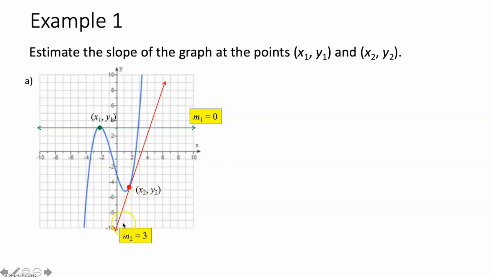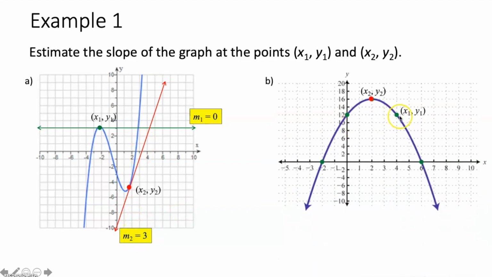So remember, this means that the slope of the function at this particular point, the instantaneous rate of change of the function at this particular point, the derivative of the function at this particular point is equal to the slope of the tangent line at this particular point, which is 3.